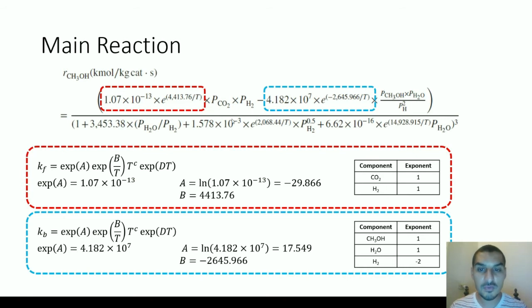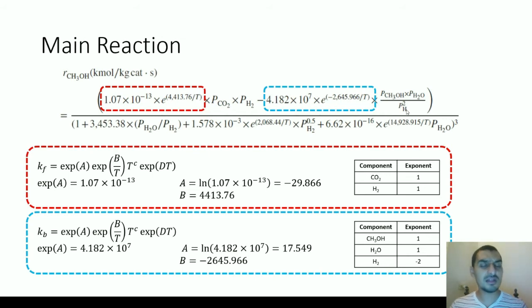And I have here the exponents for the carbon dioxide and hydrogen. Both are 1. The negative sign is not included in the second term, so the second term is what we have after the negative sign. So it takes the same form. This corresponds to exponential of a, so a is going to be 17.549. And b is negative 2645.966, which is this term, and the exponents for methanol and water are 1, and hydrogen is -2.